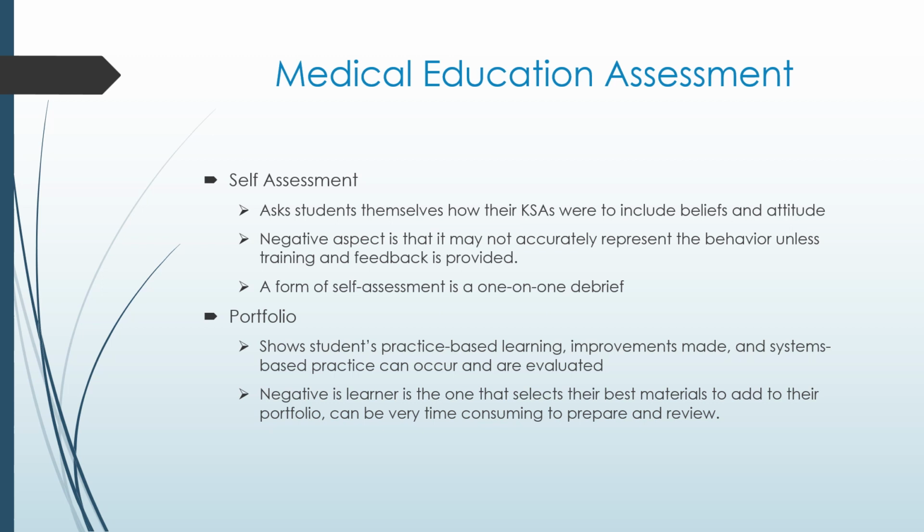Sometimes it may not necessarily represent the behavior that we're looking for unless we're giving them the proper training and feedback. Or they can just lie and say that they did an awesome job. So their self-evaluation might not be accurate itself. So one of the ways that we handle self-assessment is through debriefs. In these situations, they are done one-on-one.